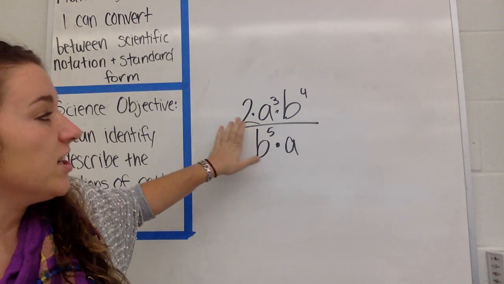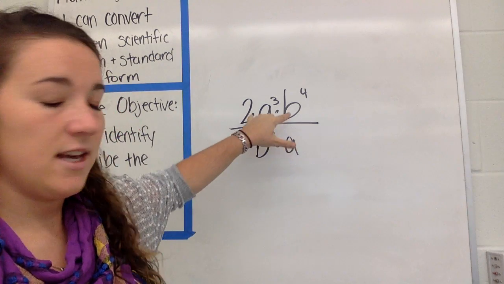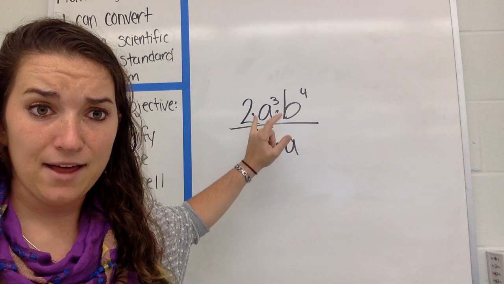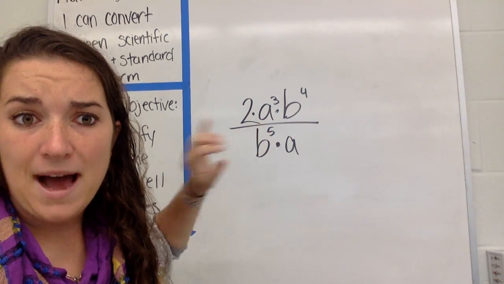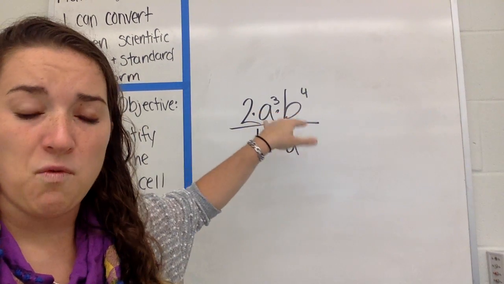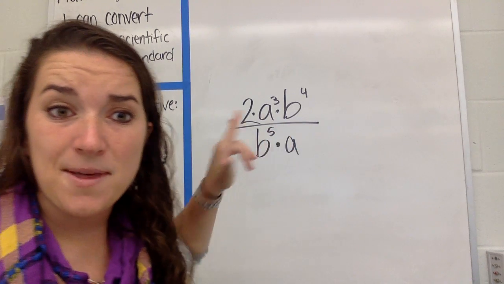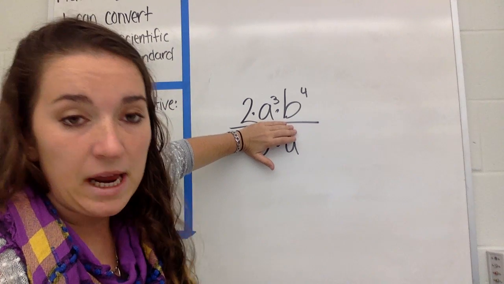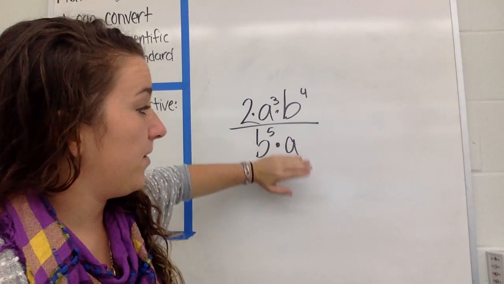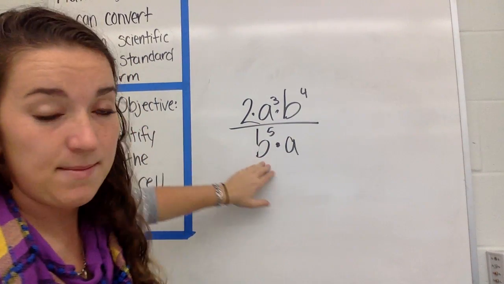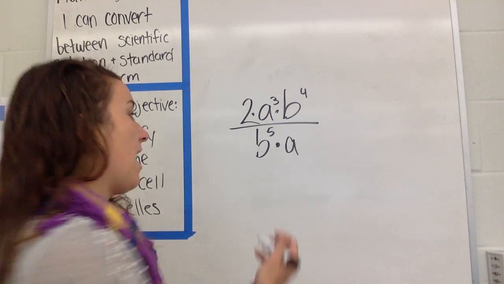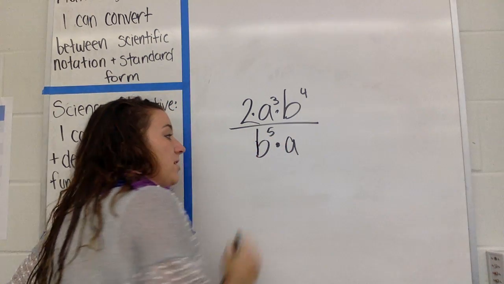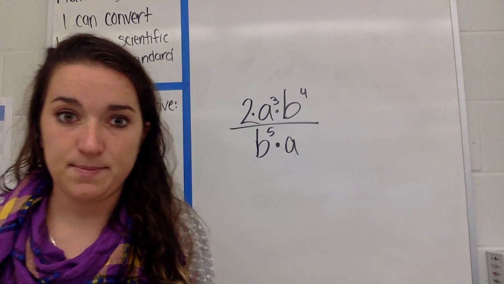So first I'm going to look and see if there's anything in my numerator that I can combine together. Remember, I can only combine terms with exponents if what is the same? Yeah, if the base is the same. Are any of my bases in the numerator the same? No, they're not. Are any of my bases in the denominator the same? No, they're not. So what I'm going to try doing is first expanding.